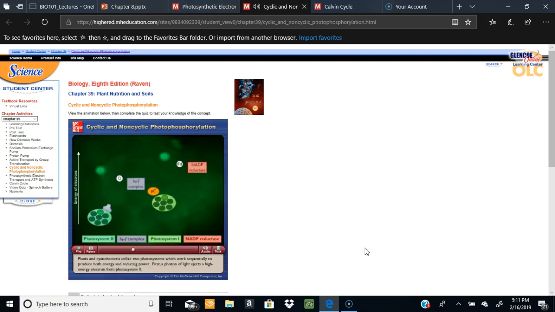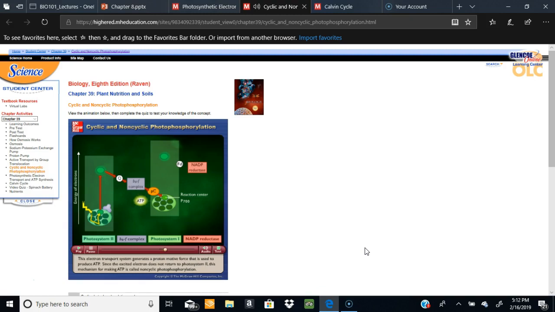Plants and cyanobacteria utilize two photosystems which work sequentially to produce both energy and reducing power. First, a photon of light ejects a high-energy electron from photosystem 2. The electron lost from photosystem 2 does not return to photosystem 2, but is replaced by an electron generated from the enzymatic splitting of water and the release of oxygen. The electron then travels from the excited reaction center of photosystem 2 down an electron transport chain, and finally to the reaction center of photosystem 1. This electron transport system generates a proton motive force that is used to produce ATP.